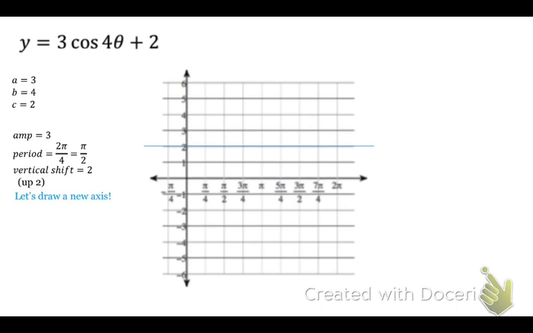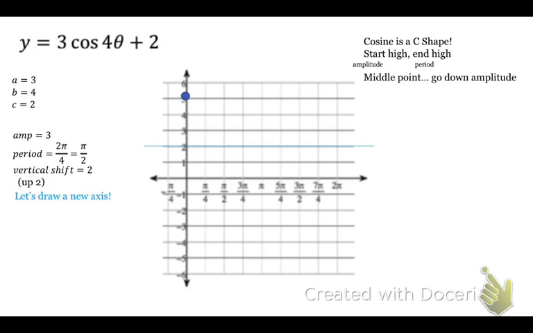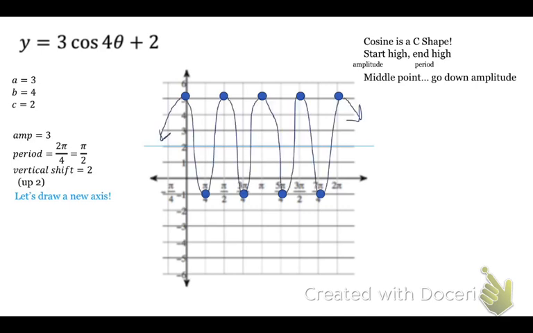Now you still start high, end high. So from our new axis we go up the amplitude, up to 5, and then go to pi over 2, the same exact point right there. For the middle point, go back down to your axis and then go down your amplitude, so down 3 right there. And then this just repeats. And there is your graph.